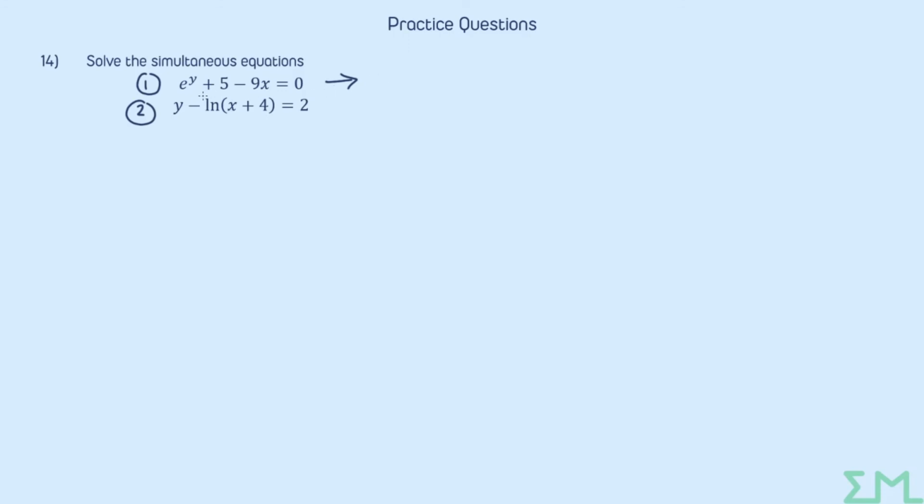So if we're going to turn this into a ln equation, we're going to need to get the exponential term to be on its own on one side of the equation. So if we rearrange this, we're going to get 9x minus 5. So e to the y equals 9x minus 5. Then we can turn this into a ln equation. So power equals log base e, which we write as ln of 9x minus 5. That's quite nice because we can substitute in for the y in equation 2.